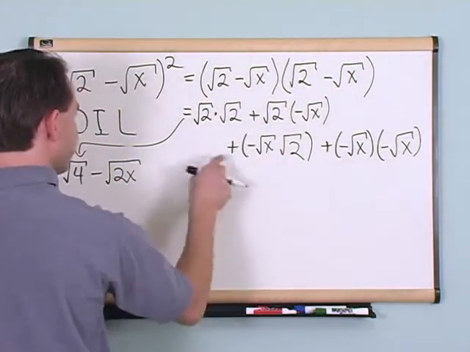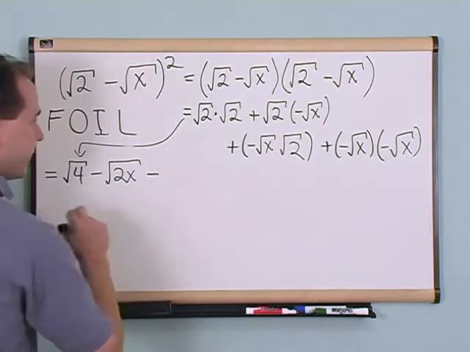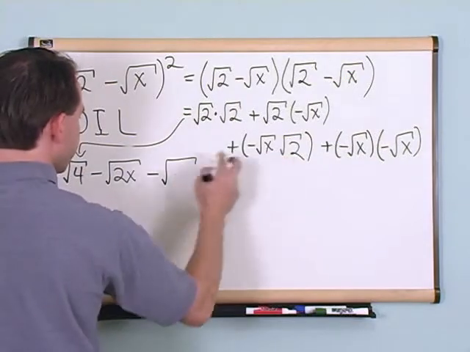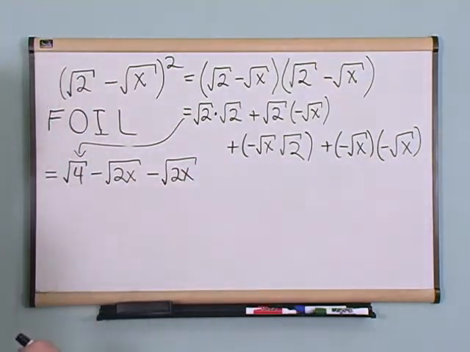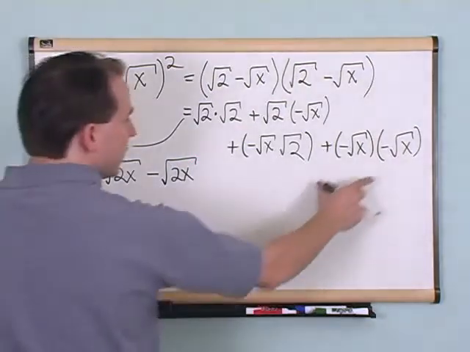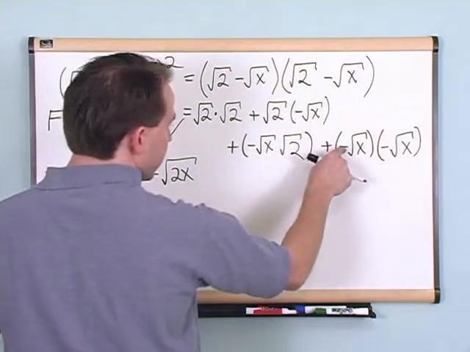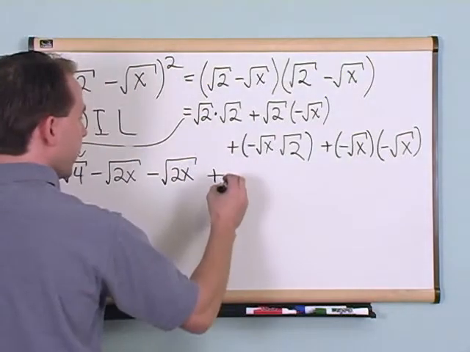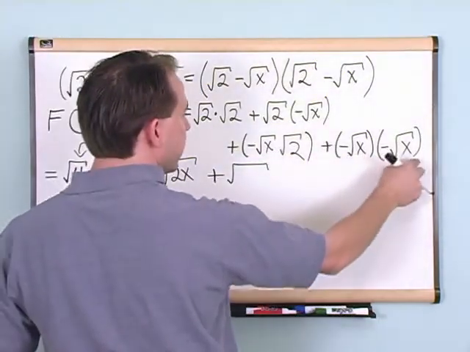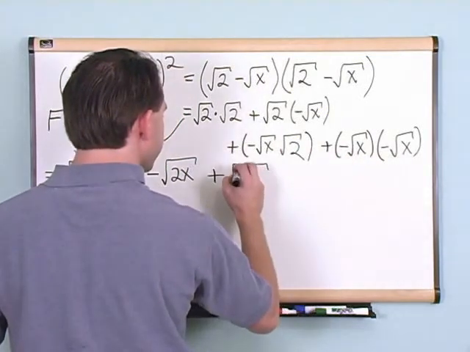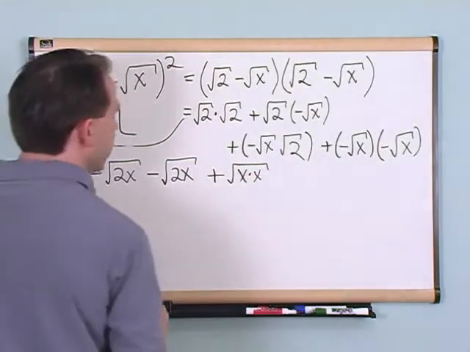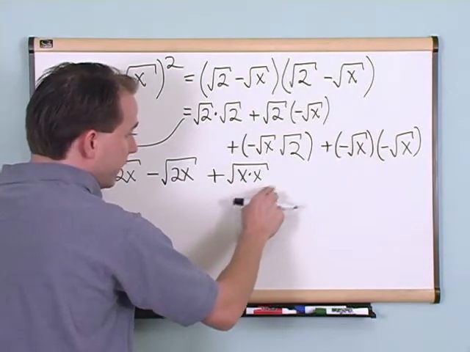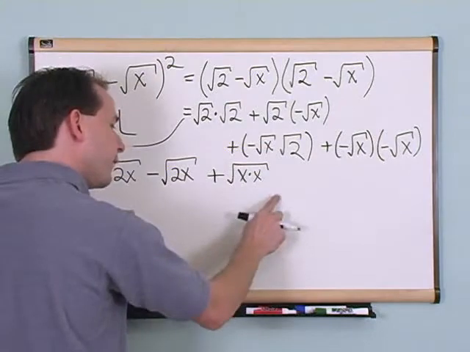Then I've got this term. Again, negative times positive is going to be negative. Square root of x times square root of 2. I multiply what's underneath. That's the square root of 2x hanging out right there. Finally, my last term, negative times negative gives me positive, so I'll put a plus sign here. And square root of x times square root of x is square root of x times x. And this is a good example. I know that this is going to be x squared in the end. X times x is x squared, but I'm writing everything out so I don't make any mistakes.